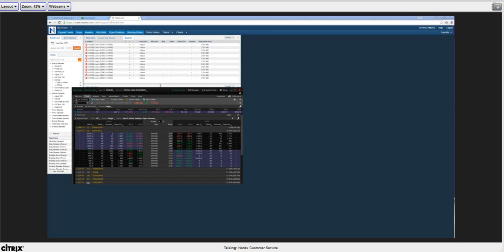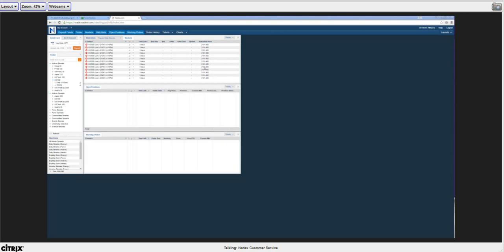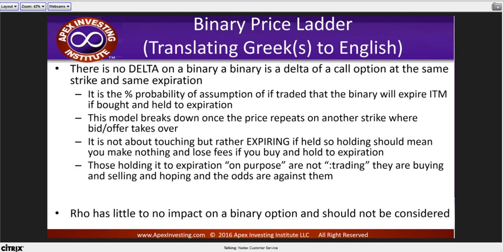You're literally trading a Greek when you're trading a binary. A binary is the delta of a call option with the same expiration and the same strike. So you've got to look at the Friday expiration, the weekly expirations on Nadex. Look at S&P E-mini contracts, look at their options, look at their delta. You're going to see that, within a few dollars, with bid-offer and all that, they're going to be right at the same. They are the delta. Okay?